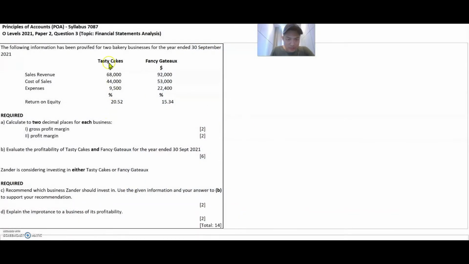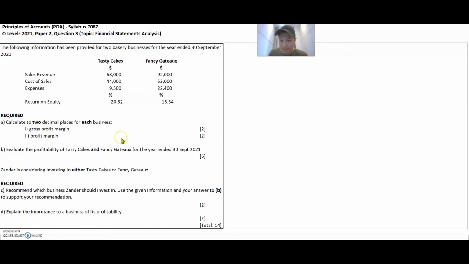Okay, so we have two businesses, Tasty Cakes and Fancy Gâteau, and these are some financial information we have from them, and they've asked us to calculate in two decimal places gross profit margins and profit margins. Now, for financial ratios, you need to memorize this, right? And in your syllabus outline, there are formulas for that to memorize it.